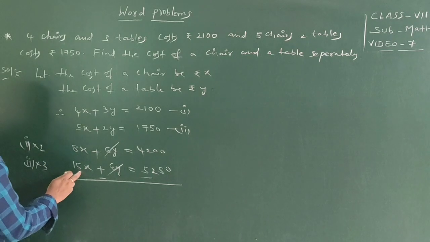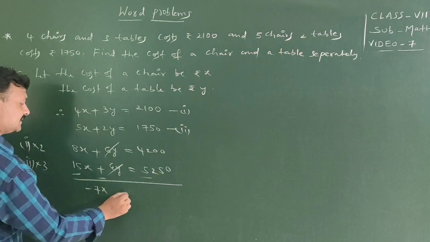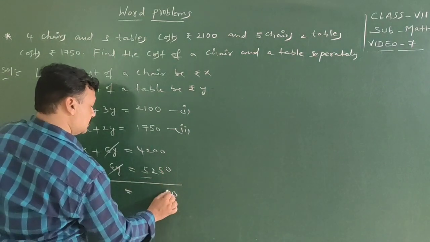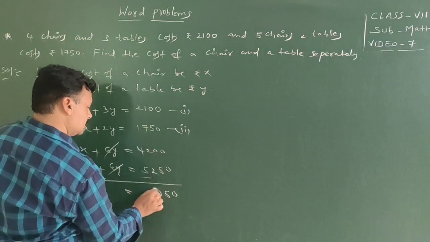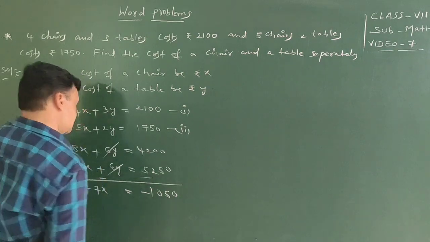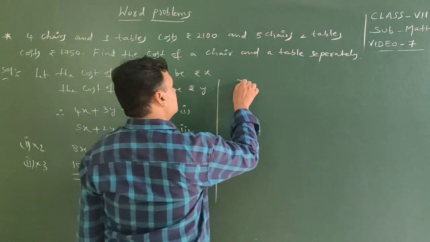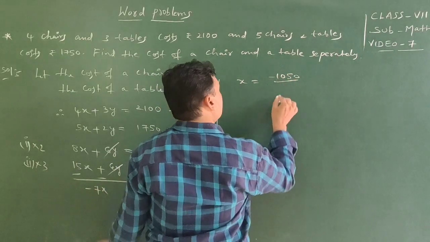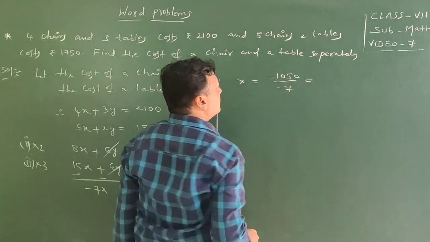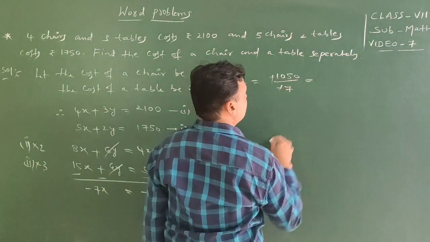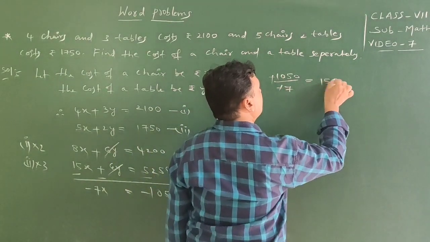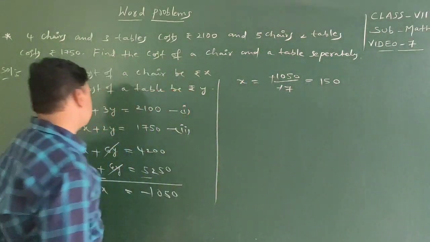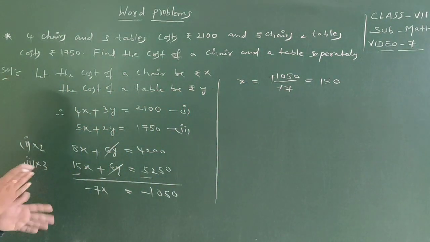Here 8x minus 15x equal to minus 7x equal to 4,200 minus 5,250, which is minus 1,050. Here x equal to minus 1050 by minus 7. Minus and minus get cancelled. 150. So x equal to 150, substitute in any one of the equations.